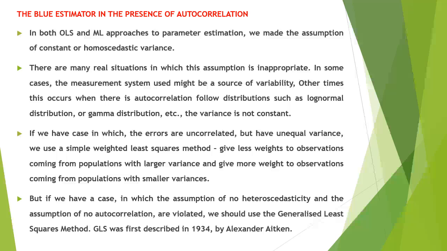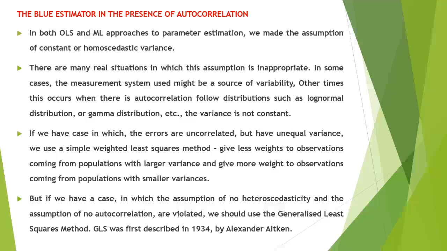In both ordinary least squares and maximum likelihood approaches to parameter estimation, we made the assumption of constant or homoscedastic variance, that is, the variance of an observation is the same regardless of the values taken by the explanatory variables. There are many real situations in which this assumption is inappropriate. In some cases, the measurement system used might be a source of variability. Other times, this occurs when errors are correlated, that is, when there is autocorrelation.